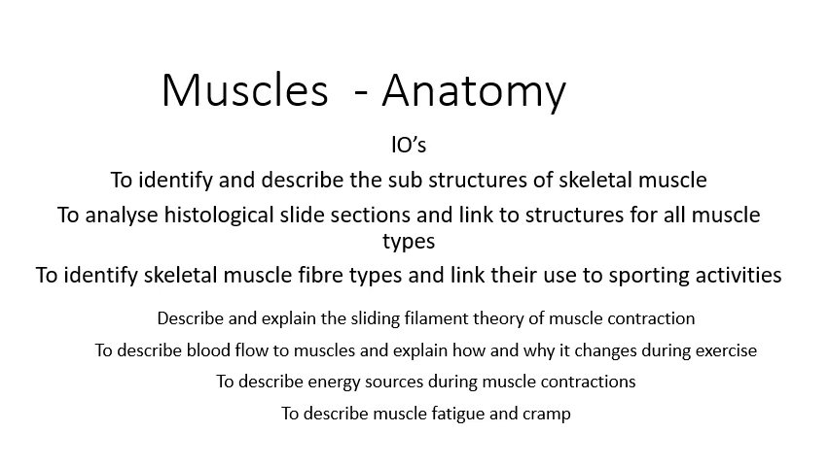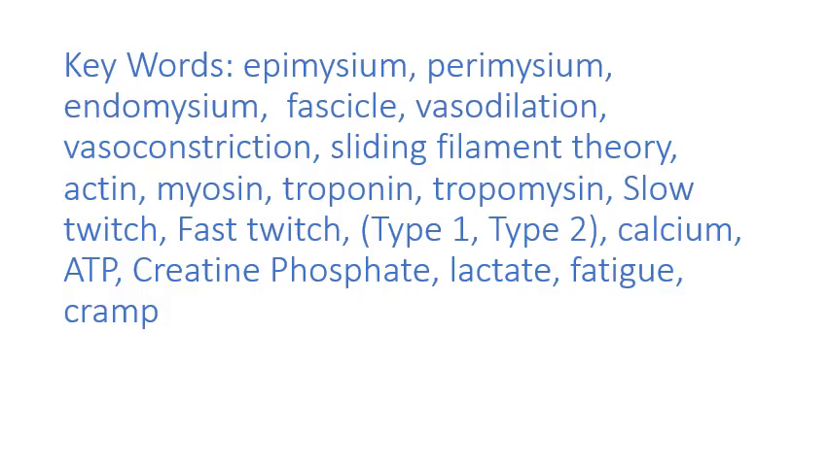Blood flow changes between fast twitch and slow twitch, mitochondrial density and so on, what makes one look darker, one look brighter, energy sources and muscle fatigue and cramps. Here we go, that's the lesson outlined. Keywords here for you, it's as always a bit of an onslaught of quite a lot of language. We'll get through this here nice and slowly.